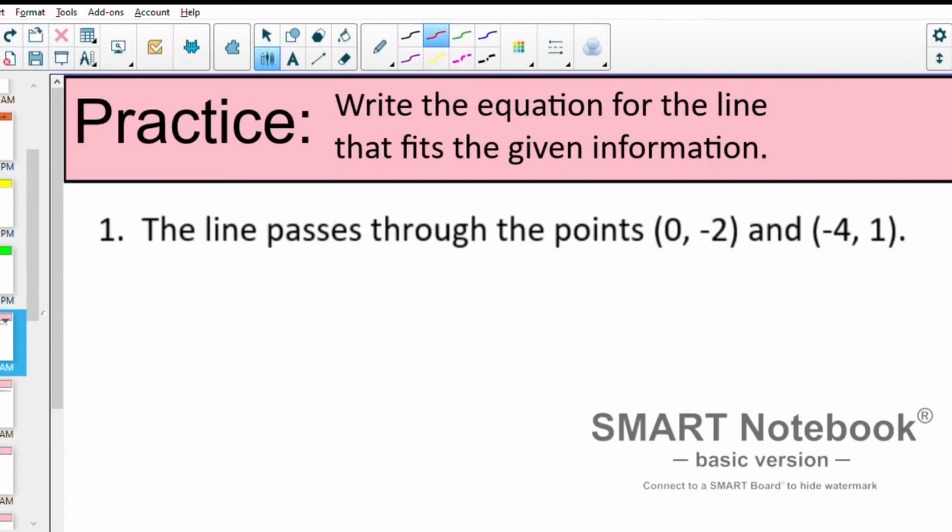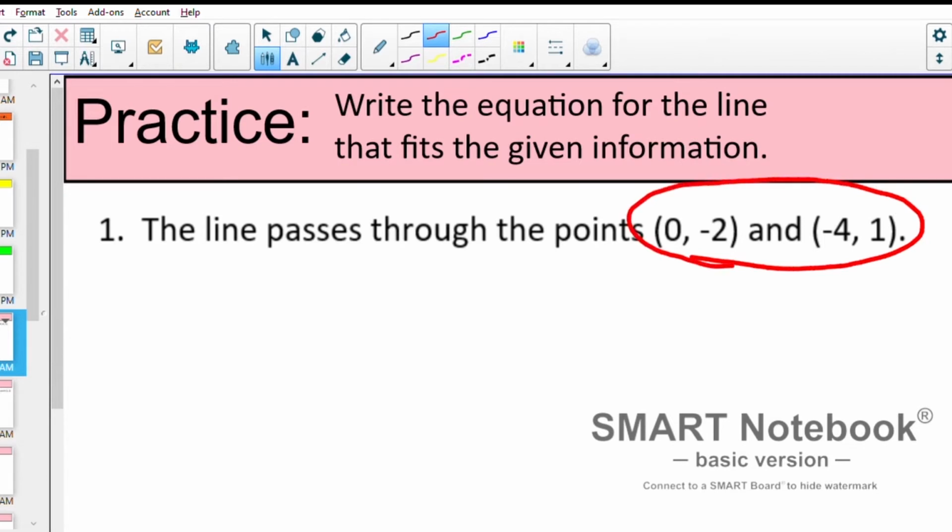I want to go through each of the questions in the practice quiz and make sure that you are prepared for our regular quiz. So let's get started with this first question here. It says, write an equation for the line that fits the given information. And we know the line passes through these 2 points.